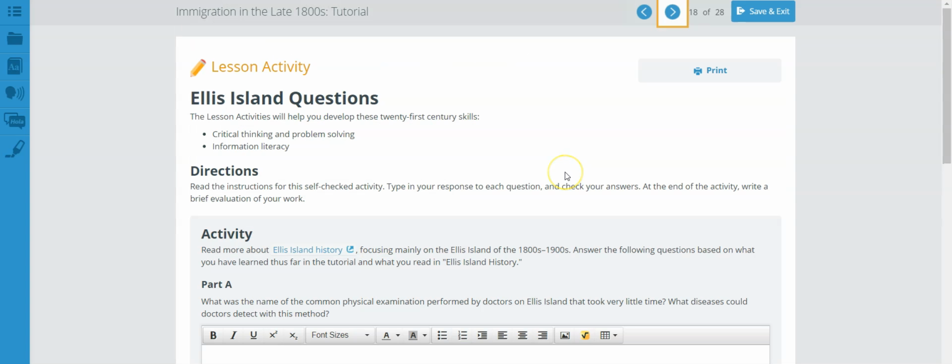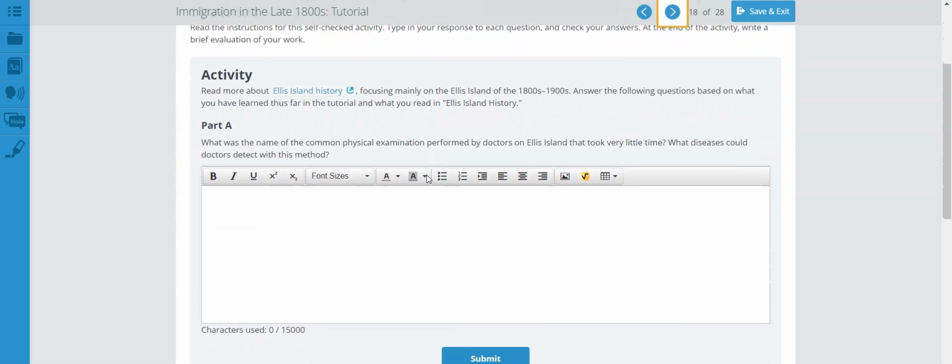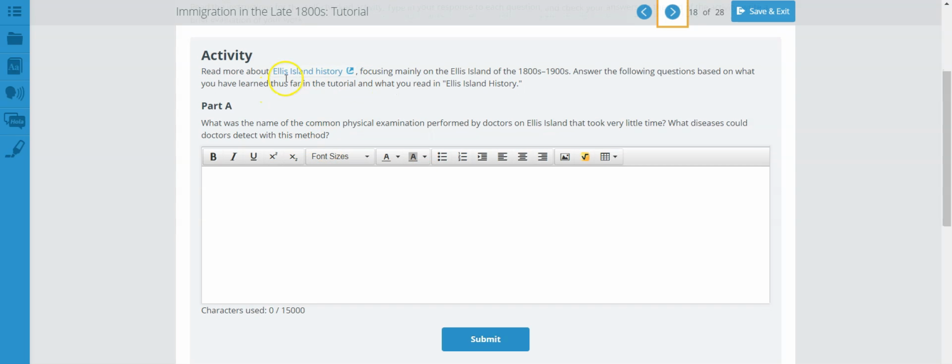Let's move on. We are now on page 18 of the immigration in the late 1800s tutorial, and this is another lesson activity, the Ellis Island question. Once again, before you do anything here, first read the question that you're being presented to answer, and then read the links that you're given, because the answers or part of the answers will be within this link. So let's read the activity.